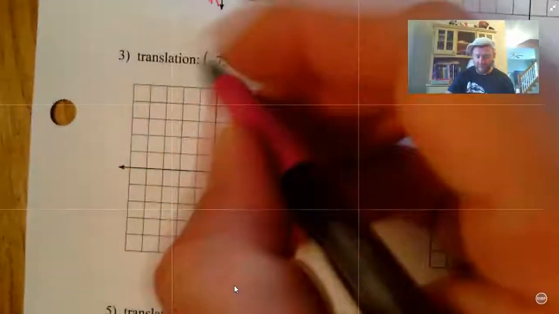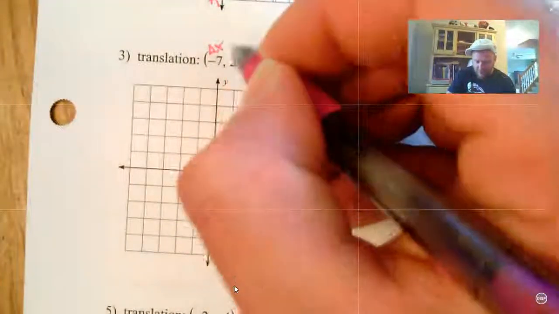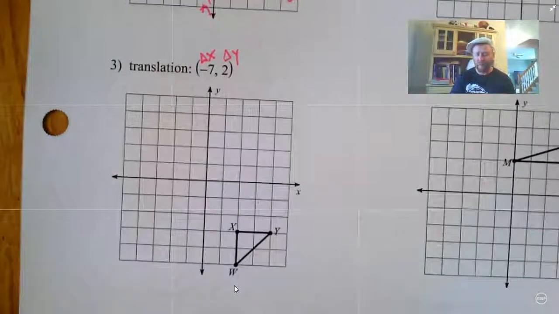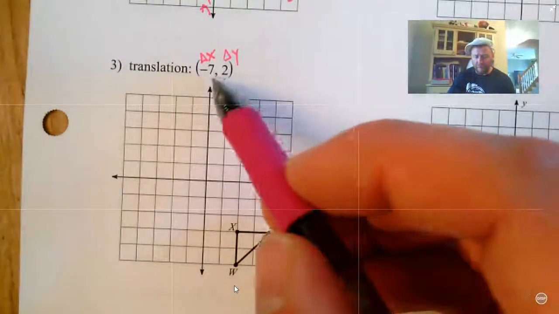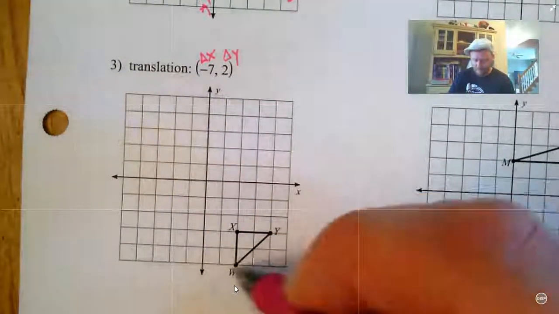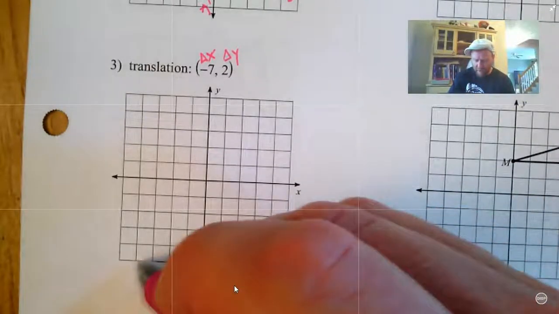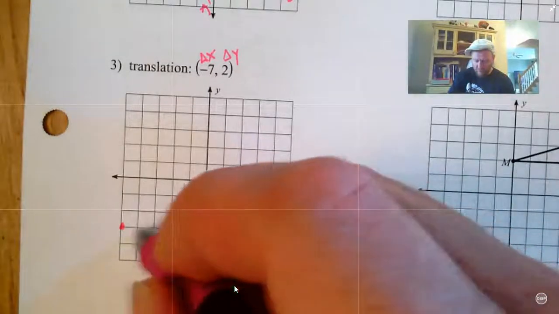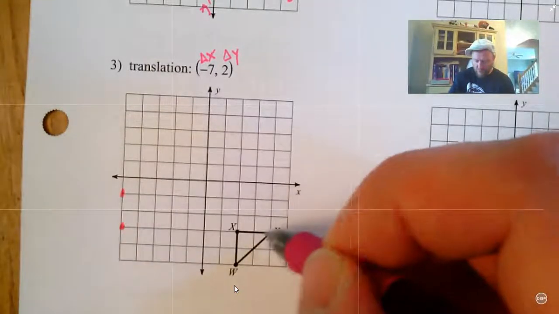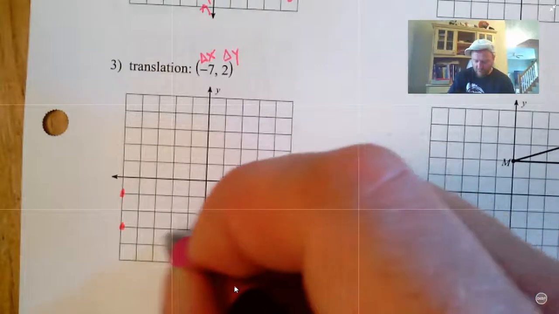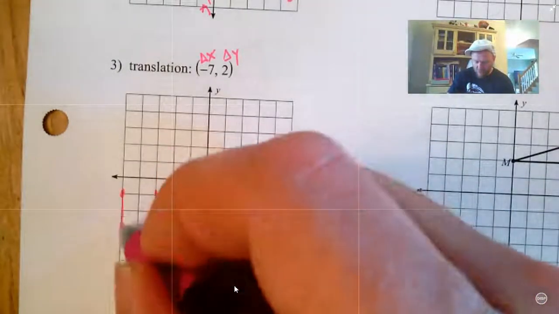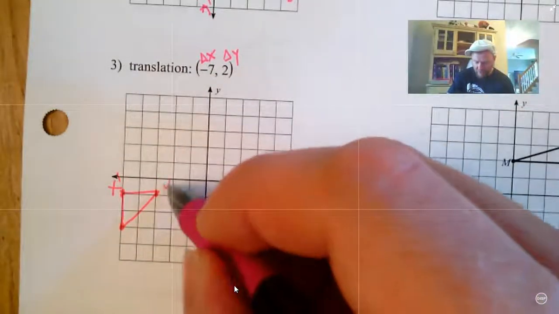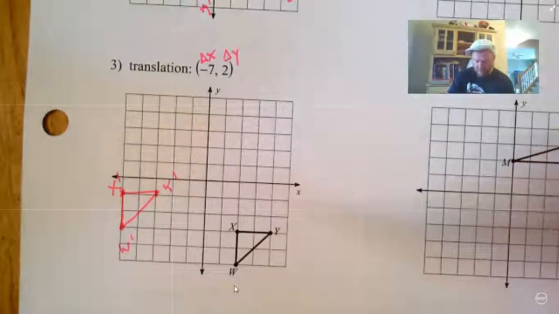Here, remember this is like our delta x, delta y, our change in x, change in y. So that's to the left 7 and up 2. 1, 2, 3, 4, 5, 6, 7, 1, 2. Connect the dots. We've got x prime, y prime, w prime.